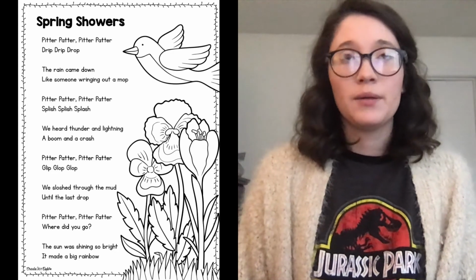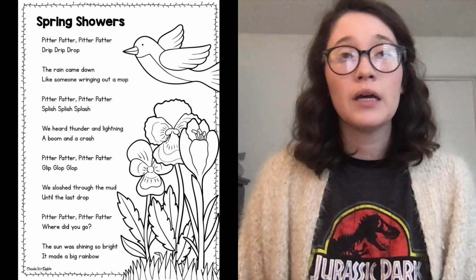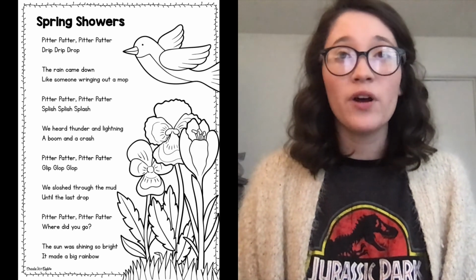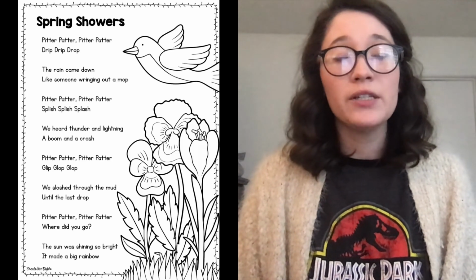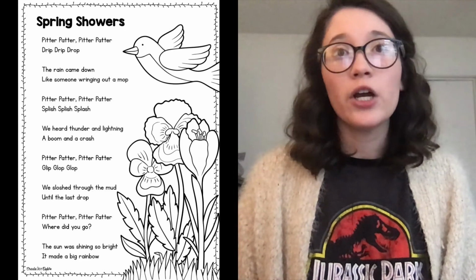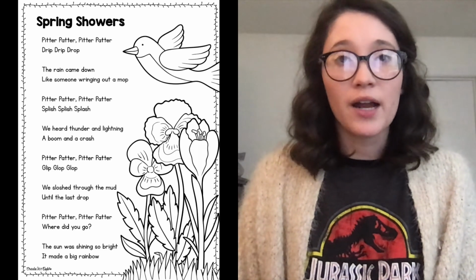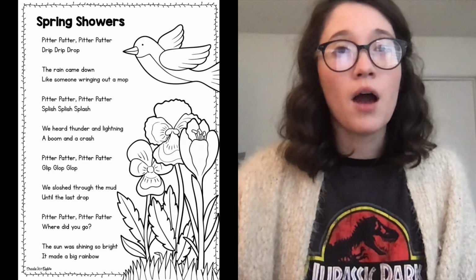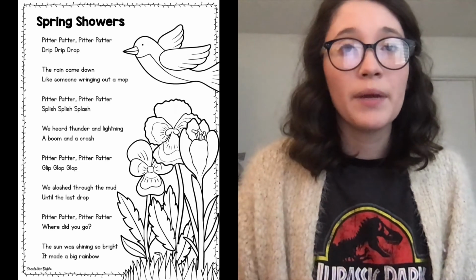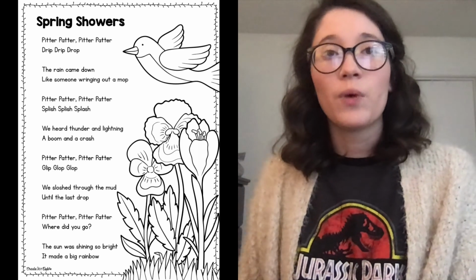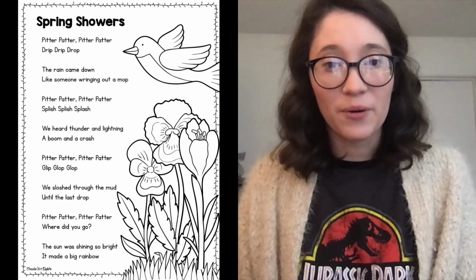This poem reads, pitter patter, drip, drip, drop. The rain came down like someone wringing out a mop. Pitter patter, splish, splish, splash. We heard thunder and lightning, a boom and a crash. Pitter patter, glip, glop, glop. We sloshed through the mud until the last drop. Pitter patter, where did you go? The sun was shining so bright, it made a big rainbow.